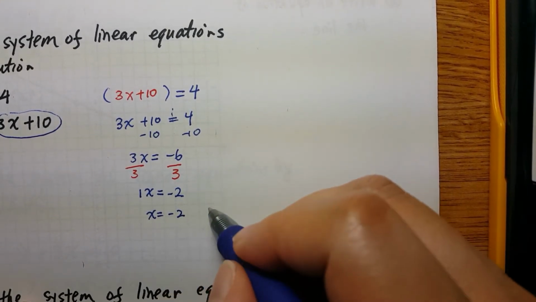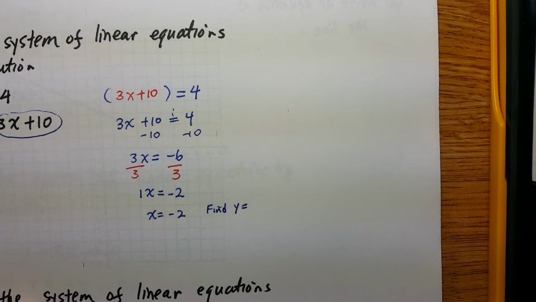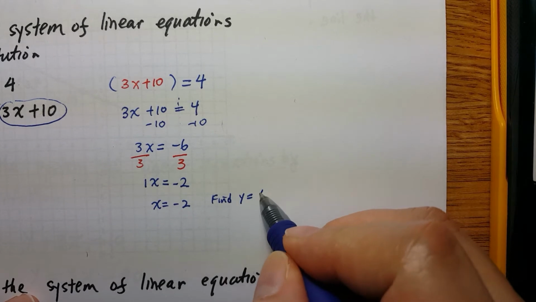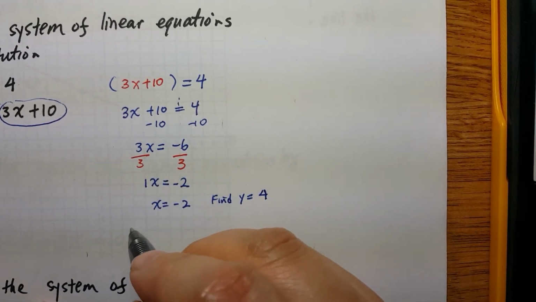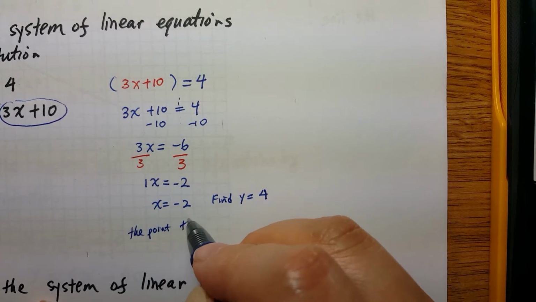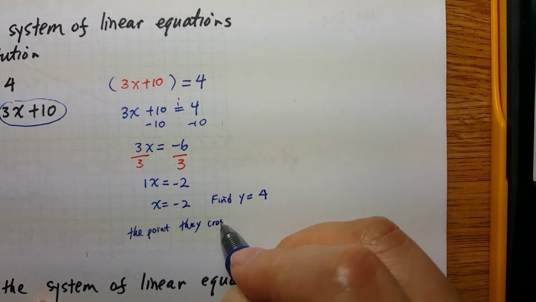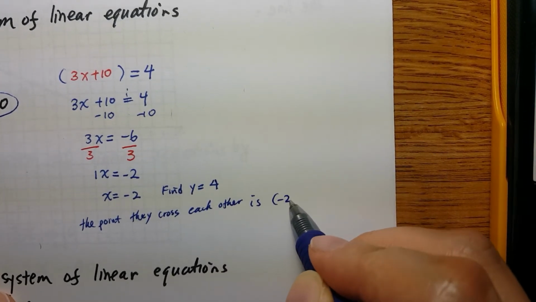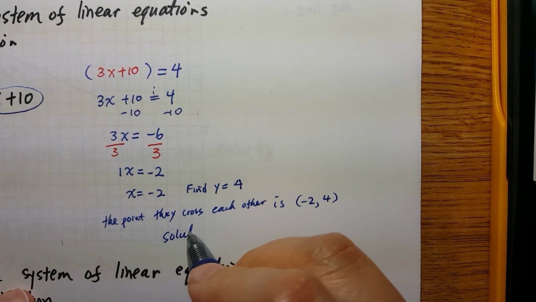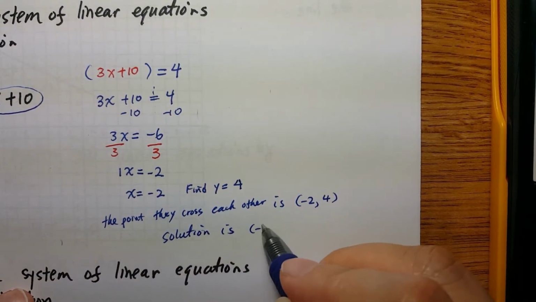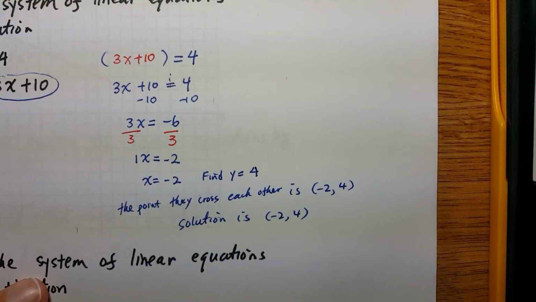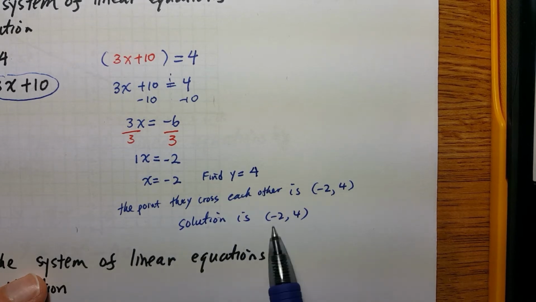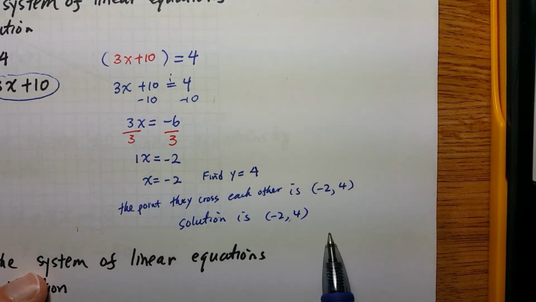After you find x, you have to find y. Now you go back over here: y equals 4. They already gave us the answer, so we know y equals 4. That means the point where they cross each other is negative 2 comma 4. So the solution is negative 2 comma 4. We found the answer. Sometimes people may leave the answer as x equals and y equals, but most of the time people put them back into a point.